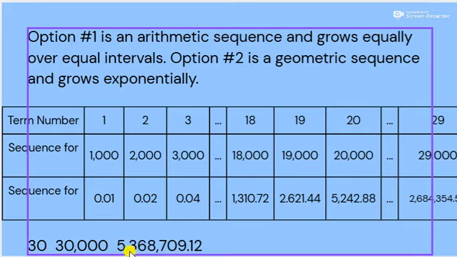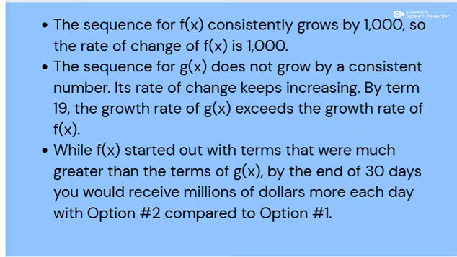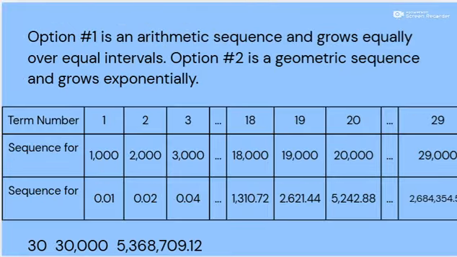And if you take the one that starts out at 1,000, you only get $30,000. I'd definitely rather have 5 million. So the sequence for f of x consistently grows by 1,000. So the rate of change for f of x is 1,000. The sequence for g of x does not grow by a consistent number. Its rate of change keeps increasing. By term 19, the growth rate of g of x exceeds the growth rate of f of x.